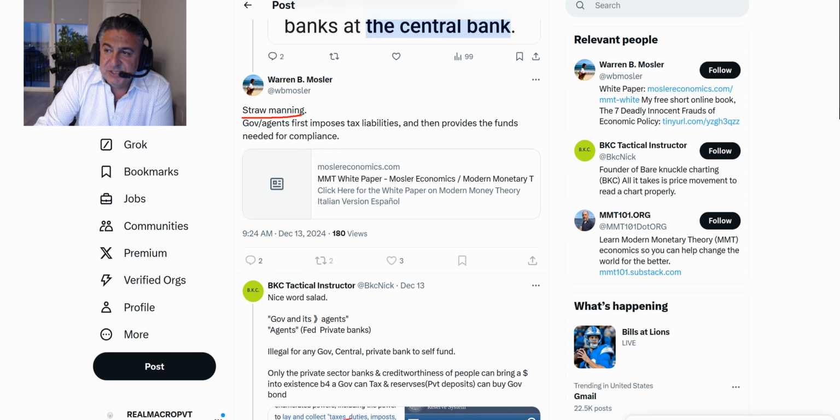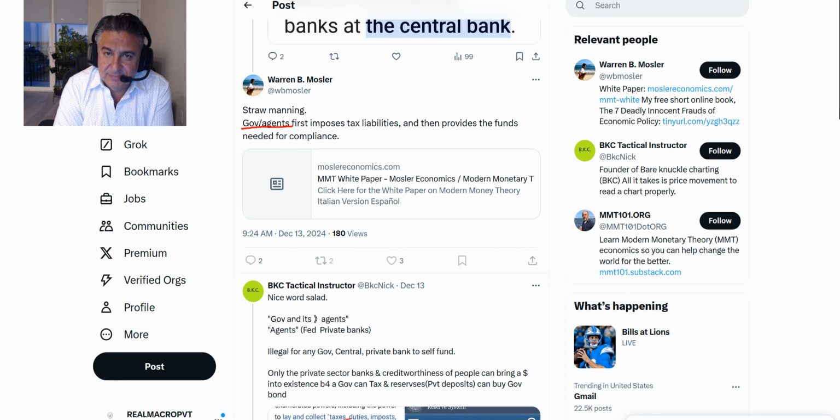Now, pay attention here to the way he uses the verbiage. He's very good at it. Government and its agents. Government and its agents. You know who the agents are? Most people don't. That's why he uses this kind of terminology. Government and its agents. All right. So, government, Federal Reserve or central bank, any country, and private banks. That's the entire financial system. Okay. So, government and the entire financial system first impose tax liability.